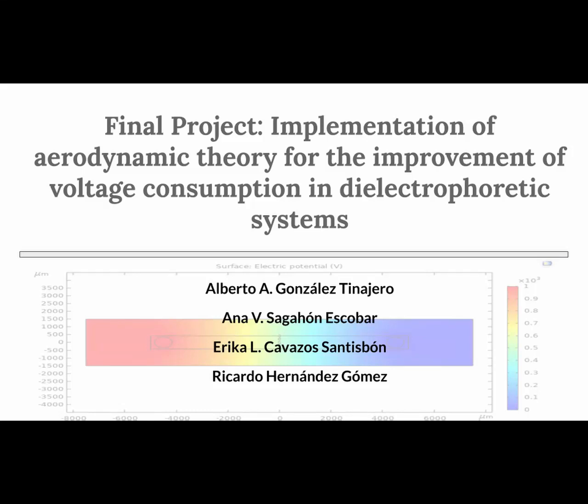The implementation of aerodynamic theory for the improvement of voltage consumption in dielectrophoretic systems, by Alberto González, Ana Sagahón, Erika Cavazos, and Ricardo Hernández.